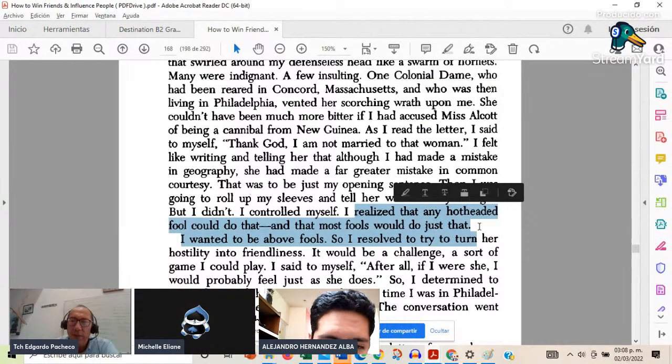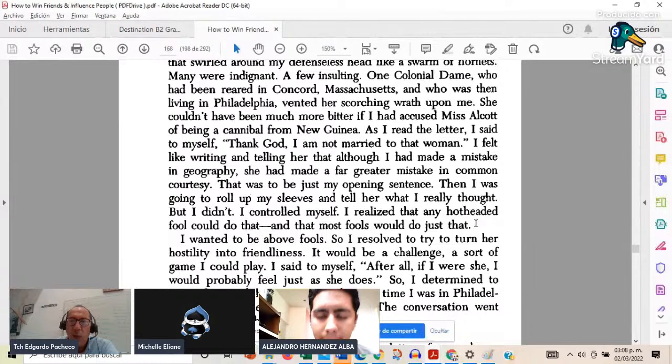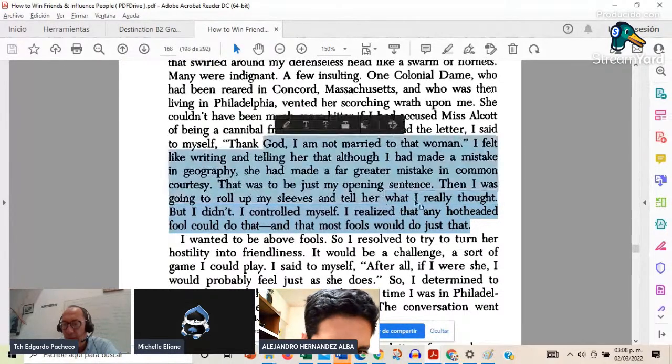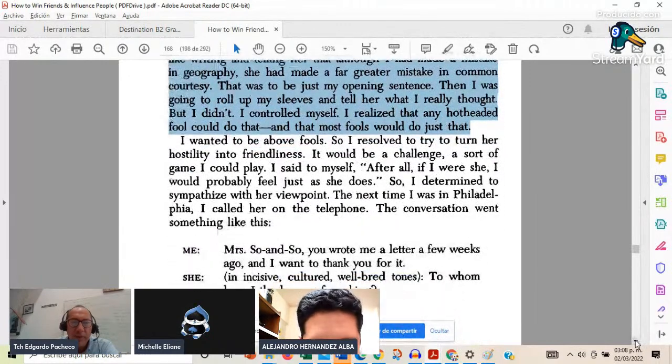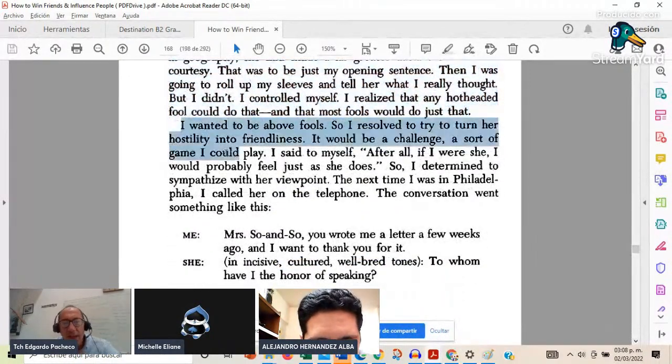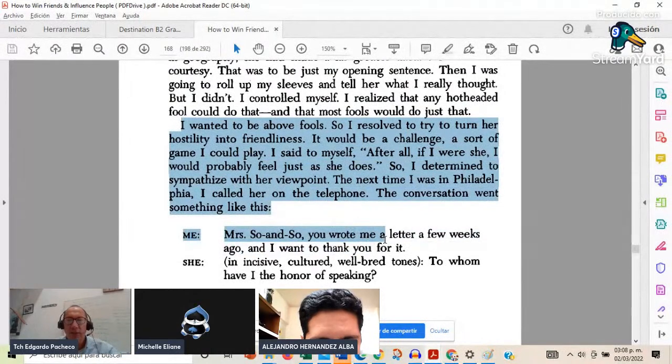Exactly. So he controlled himself, right? That could have started a war of words, and he says, "No, wait, wait, wait. Any fool can overreact. Let's try to keep things under control." And so, what happened here, please, Mitch? Can you please continue?